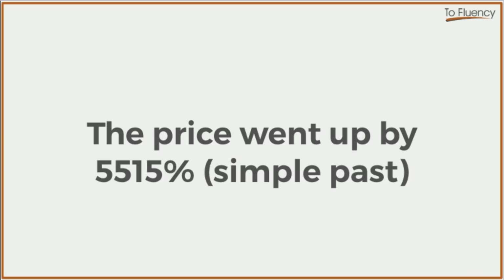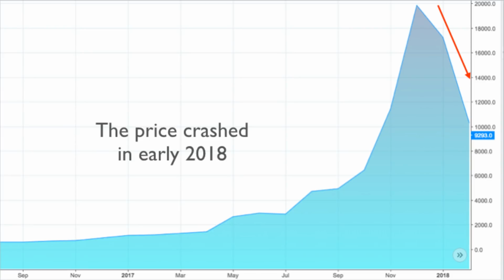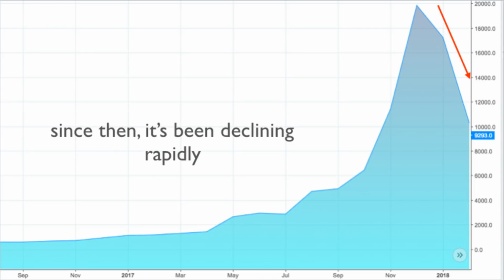Now, something a little bit more advanced is go back to this one. Have a look at this sentence. The price has gone up by 20% today. This isn't the present perfect continuous because we are focusing on the result. 20%. The example I used before, since then it's been declining rapidly. That is focusing on the action. You can also say, since then, it has declined or it has gone down by 70%.